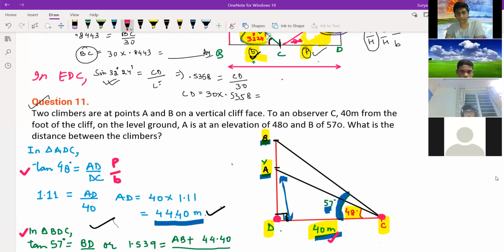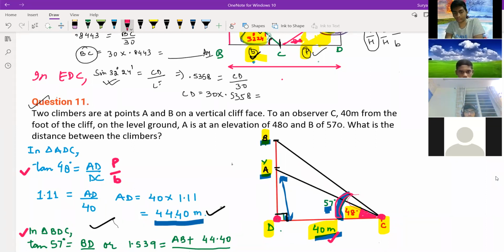A is at an elevation of 48 degrees, which means A is lower than this. A is only this part. A is at 48 degrees, and B is how much? This blue elevation, you can see here, the blue part. This is the elevation of B.